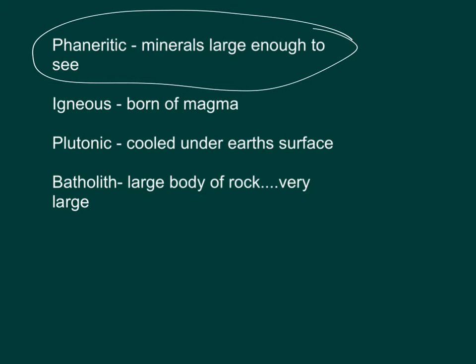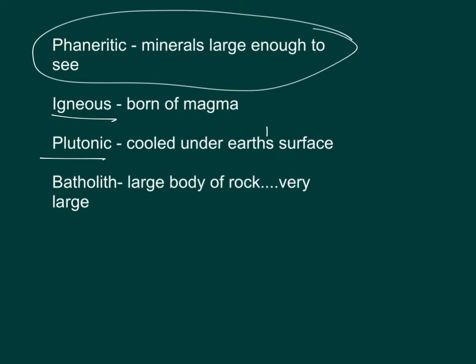So now, the next one we look at is igneous, meaning born of magma. We have three different types of rocks: igneous, metamorphic, and sedimentary. Igneous is the only type that comes straight from the magma. And so that granite is an igneous rock. The granite is plutonic as well, so it's a plutonic igneous rock, which means that it cooled underneath Earth's surface.